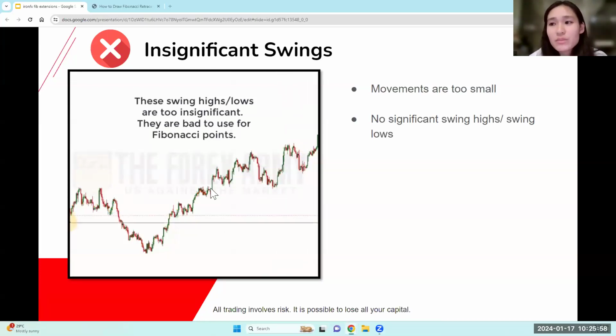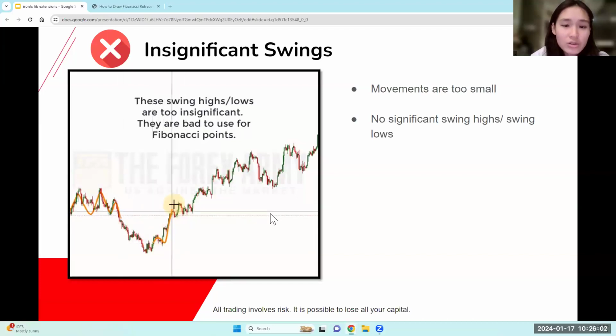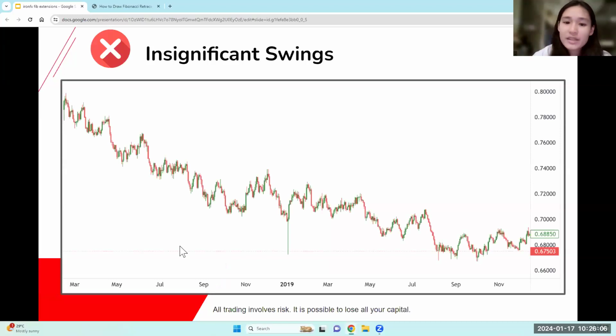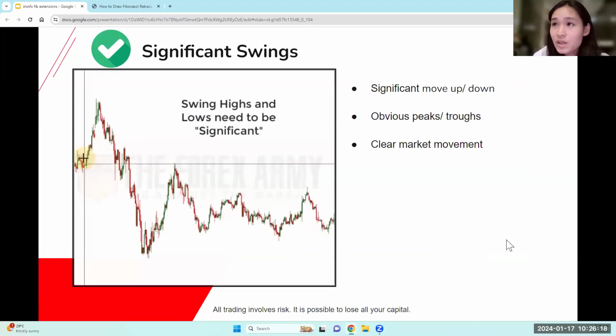So you can see it's really messy, the price movements are too small, and there are no significant swing highs or lows. Another example is over here. So there's no clear swings, no clear market structure. Price movement is too small to use any kind of Fibonacci technique here.